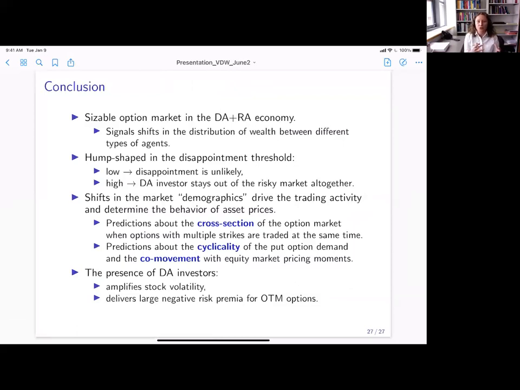And this distribution of wealth and how it changes across states gives us interesting predictions about cyclicality of the put option demand, the co-movement with the equity market, and we can reconcile the evidence about the cross-section when we allow for multiple options with multiple strikes to be traded at the same time. In terms of prices, I showed you, yes, we have larger risk premium for out of the money, but it's mainly due to the jump risk, and we have amplified stock volatility, which I didn't show you, but it's in the paper. And I'm right on time.